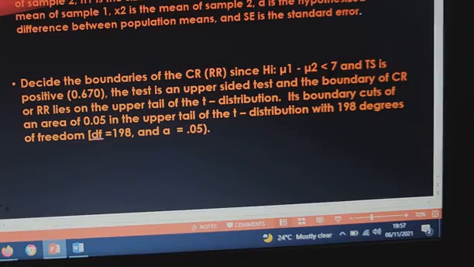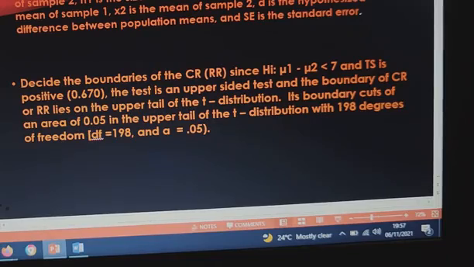Where S1 is the standard deviation of sample 1, S2 is the standard deviation of sample 2, N1 is the size of sample 1, N2 is the size of sample 2, X1 is the mean of sample 1, X2 is the mean of sample 2, D is the hypothesized difference between population means, and SE is the standard error. Decide the boundaries of the CR, RR.